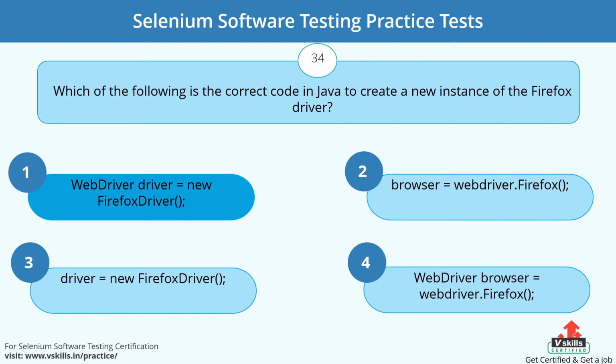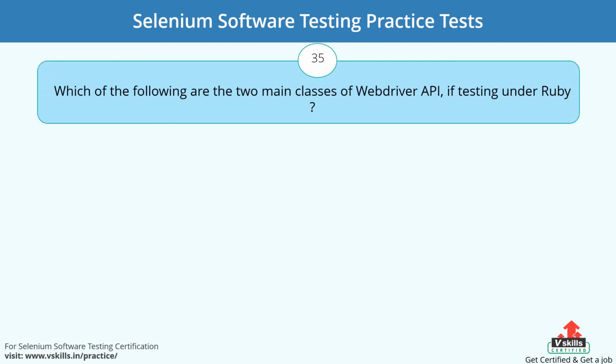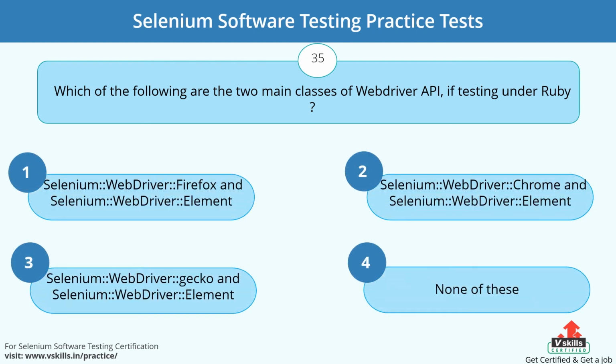Question number 35, which of the following are the two main classes of WebDriver API, if testing under Ruby? The options are A. Selenium::WebDriver::Firefox and Selenium::WebDriver::Element. B. Selenium::WebDriver::Chrome and Selenium::WebDriver::Element. C. Selenium::WebDriver::Gecko and Selenium::WebDriver::Element. D. None of these. The correct answer is option D.